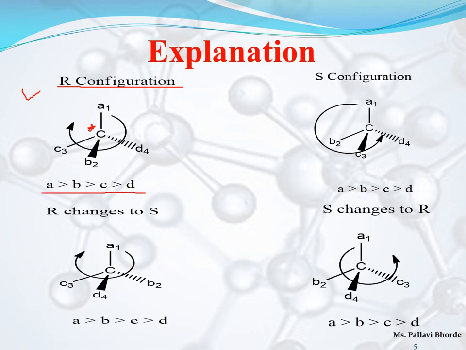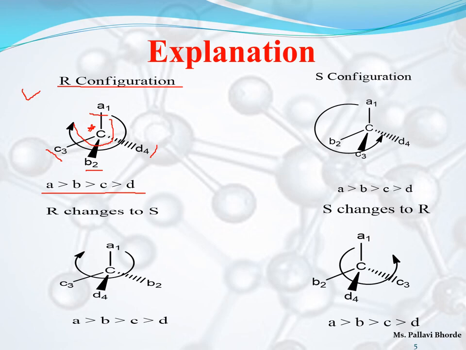A has higher priority than B, then C, then D. So according to this priority order, we are going to give numbers to these A, B, C, D groups. A is the first priority group, B is the second priority group, C is the third priority group and D is the fourth priority group. This is your second step. What is the third step? You are going to draw an arrow going through 1, 2 and 3. Then the next step is to look at the direction of the moving arrow. If it is moving clockwise, it will give you R configuration. As this arrow is moving clockwise, it will give you R configuration.